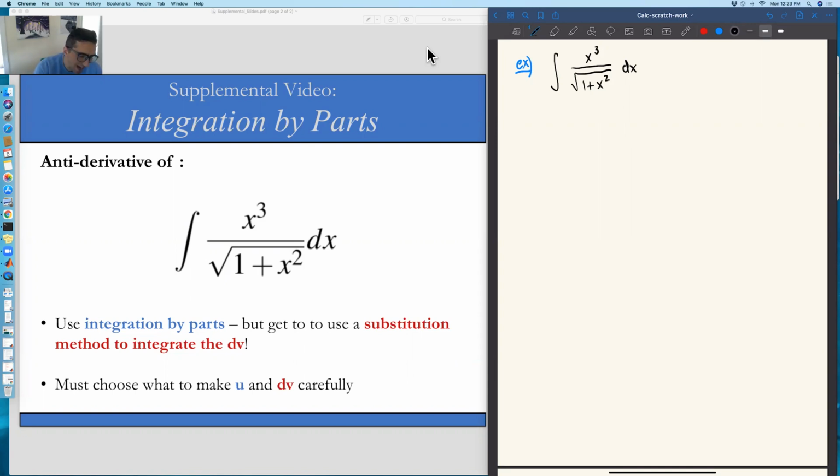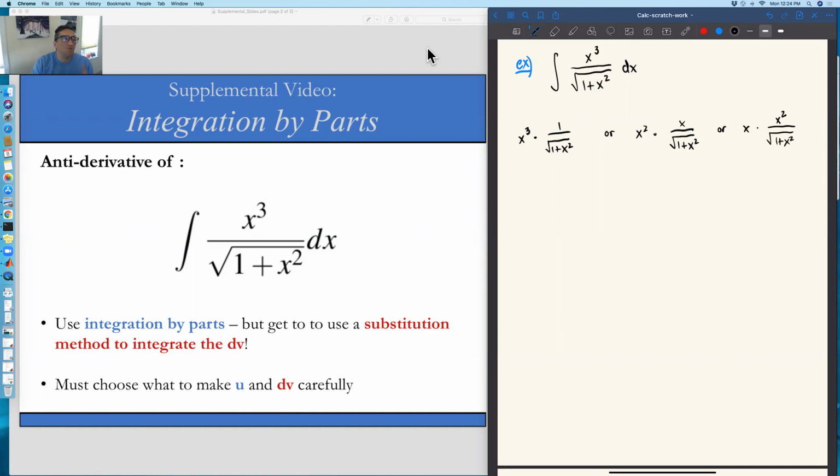For this integral of x cubed over the square root of 1 plus x squared, when we're doing integration by parts, we're thinking about that integrand as a product of two things. We can think about this as the product of x cubed and 1 over the square root of 1 plus x squared. Or we could think about this as x squared times x over the square root of 1 plus x squared. Or the third way, we could think about this as x times x squared over the square root of 1 plus x squared. So there are many different ways we could view that integrand.